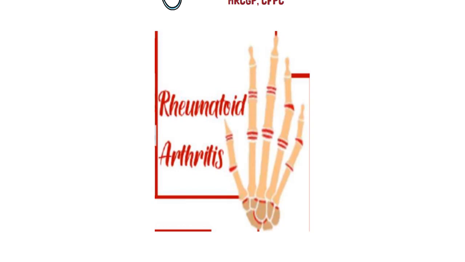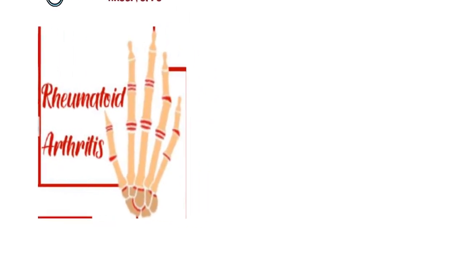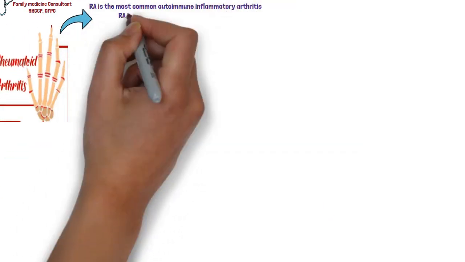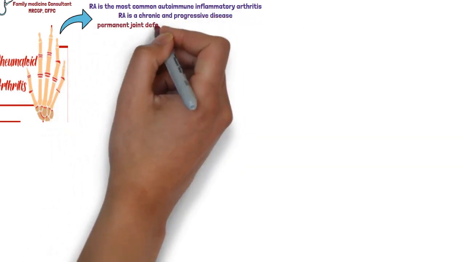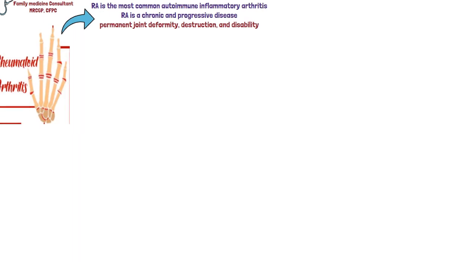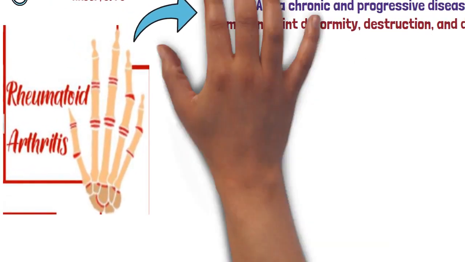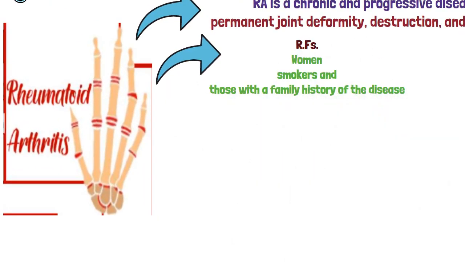Rheumatoid arthritis is the most common autoimmune inflammatory arthritis. So it is an autoimmune disease leading to inflammation of the joints. Rheumatoid arthritis has a chronic and progressive nature. Chronic disease progression leads to permanent joint deformity, destruction, and disability. The most often affected people are women, smokers, and those with a family history of the disease.